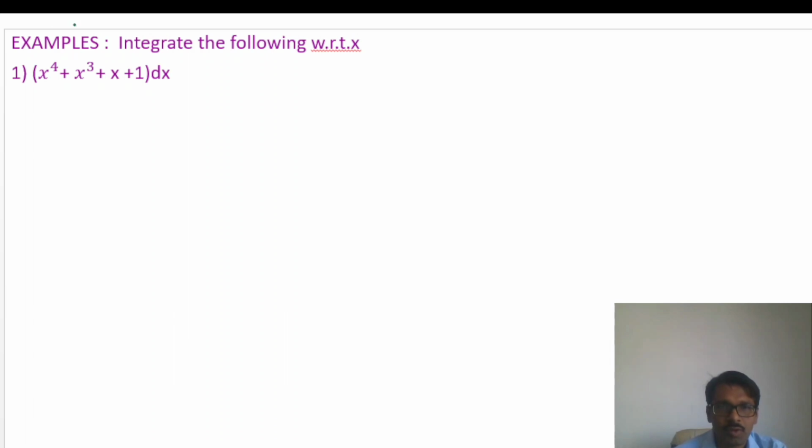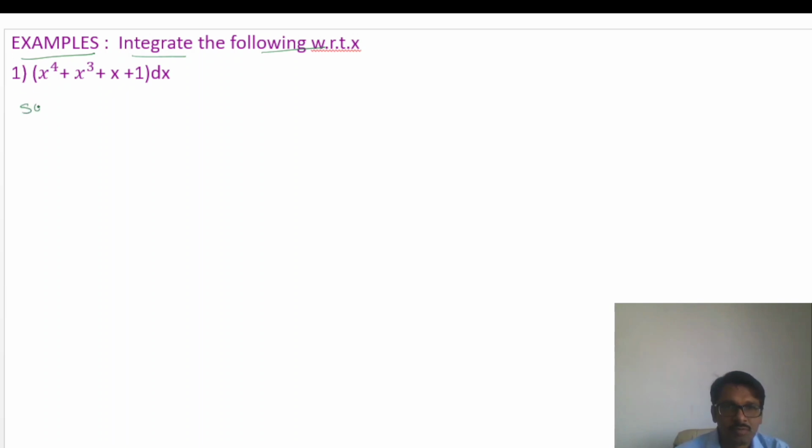Now we have solved the examples. Integrate the following. First example: the integration of x raised to 4 plus x cube plus x plus 1 with respect to x. We have to find the integration of this function x raised to 4 plus x cube plus x plus 1.